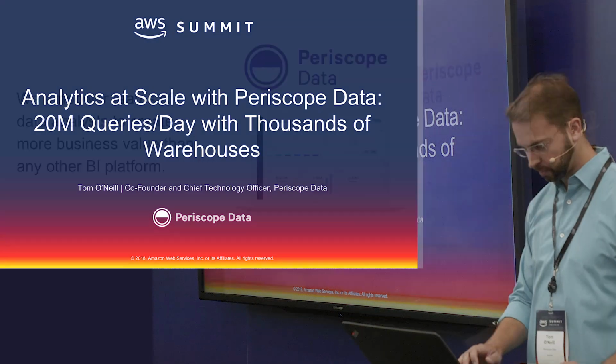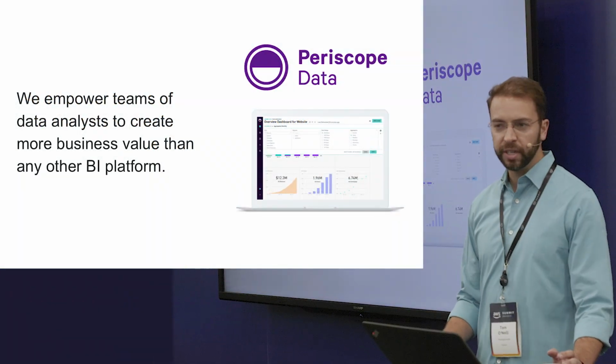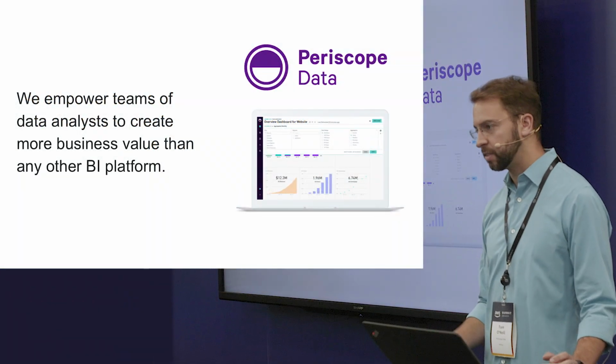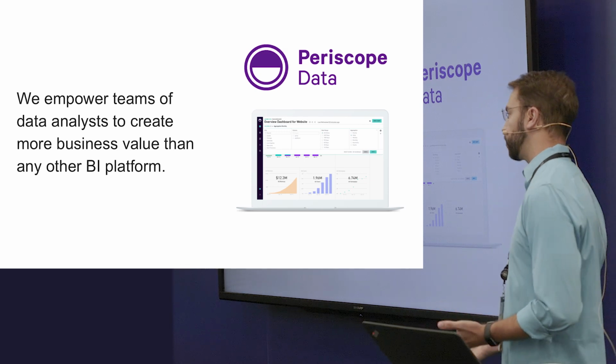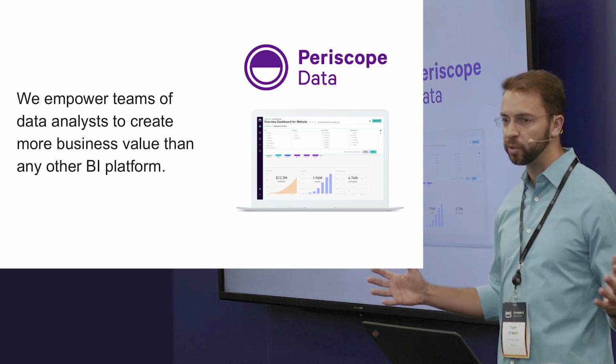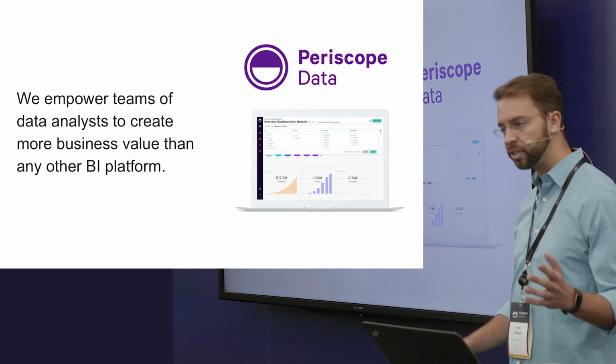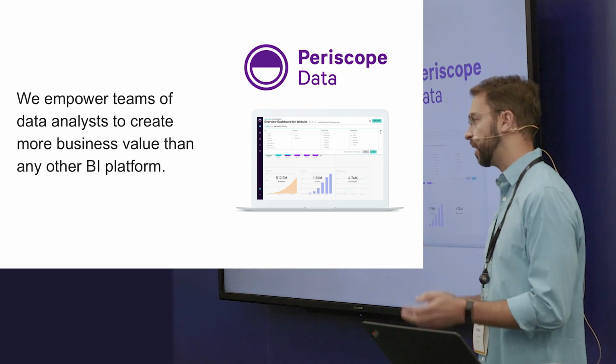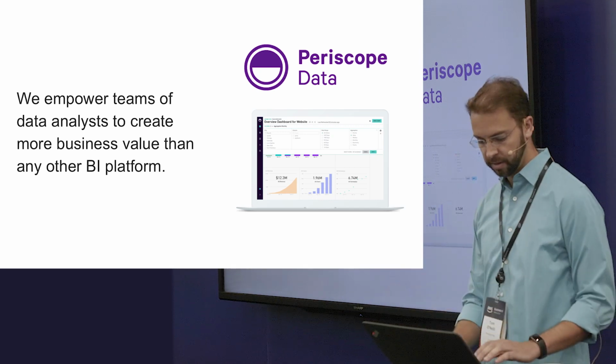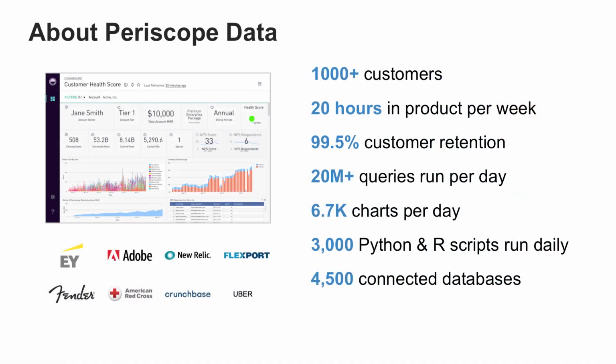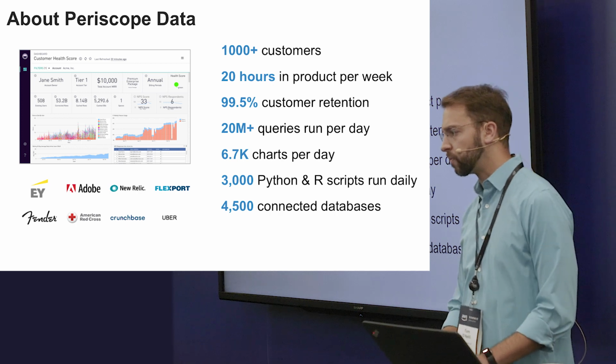Let's get started. At Periscope Data, we aspire to build the fastest, most powerful, most flexible BI platform. That is the entire life cycle from ingestion and storage through to modeling and analysis out to visualization and sharing. We have over 1,000 customers, including New Relic and Uber and Flexport.